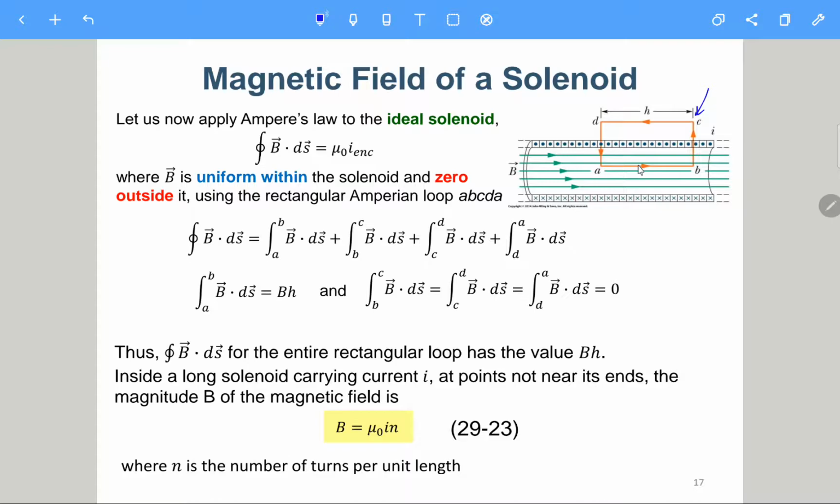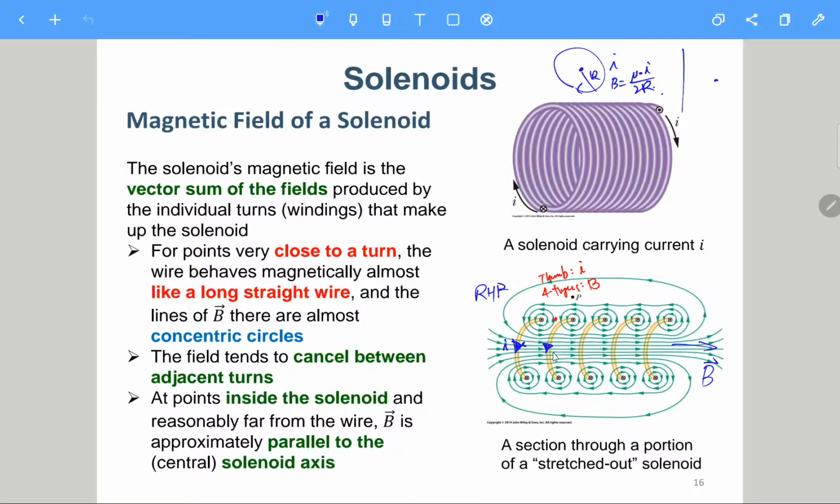Here we need to make some approximation. We will assume all the magnetic field inside the solenoid to be uniform. Of course, it is not actually uniform. As you get close to the wire, it will not be uniform anymore. And actually, even in this area, it is not perfectly uniform. But we still make this assumption.